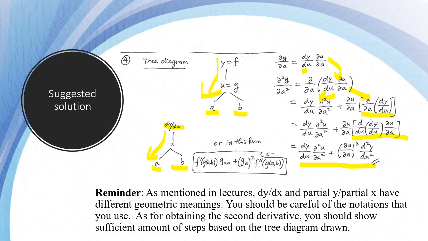In this question, we need to note when we can use dy over dx and when we need to use partial y over partial x. You should also be careful of the notations you use. And for obtaining the second derivative, you should show a sufficient number of steps based on the tree diagram drawn, which means we need to draw the two tree diagrams.